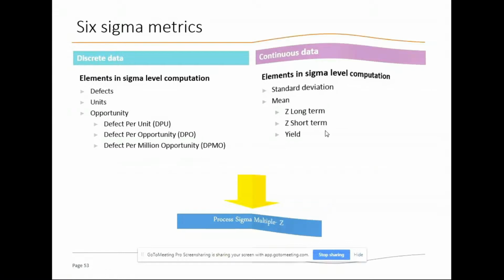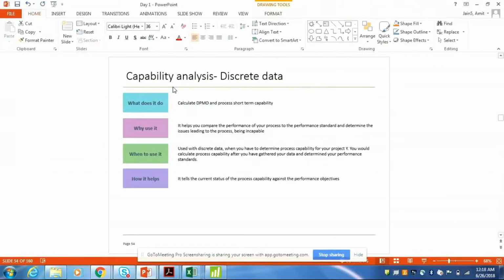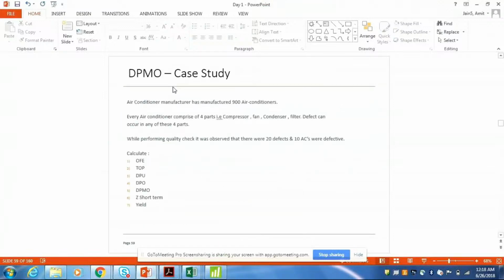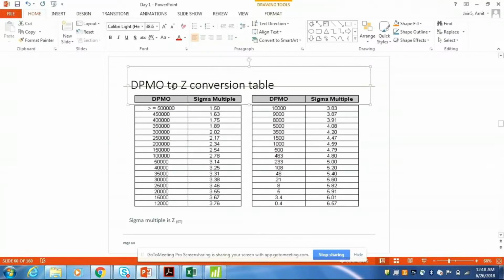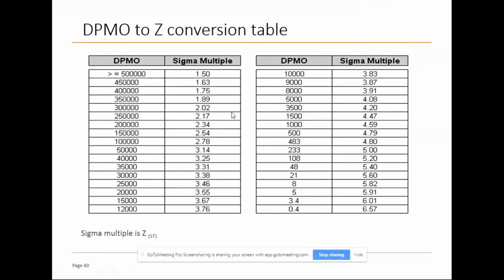And here, we will just go through some of how we calculate. I'm not going through DPMO because DPMO we have already done. This is DPMO to sigma multiple. So if you have 3.4, it's 6.01 sigma, right? Wherein if it is greater than or equal to 500,000, it's 1.5 sigma level. And so it has only this level. You might be able to find a DPMO table which goes more than 500,000 as well.